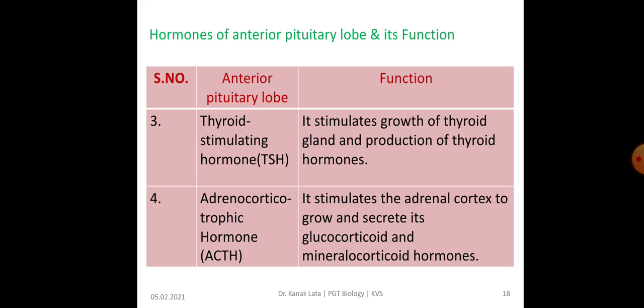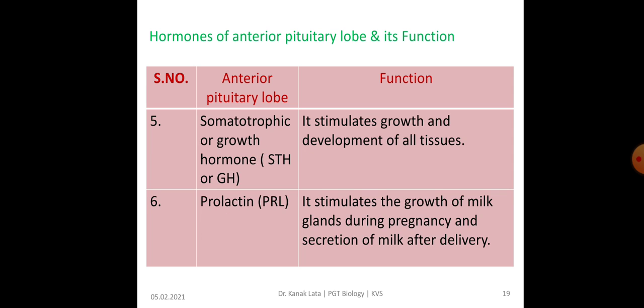Another hormone of the anterior pituitary lobe is thyroid stimulating hormone, and it stimulates growth of the thyroid gland and production of thyroid hormones. Another is adrenocorticotropic hormone, ACTH, which stimulates the adrenal cortex to grow and secrete its glucocorticoid and mineralocorticoid hormones. Another hormone secreted by the anterior pituitary lobe is somatotropic or growth hormone, STH or GH. It stimulates the growth and development of all tissues. Next is prolactin, which stimulates the growth of milk glands during pregnancy and secretion of milk after delivery.